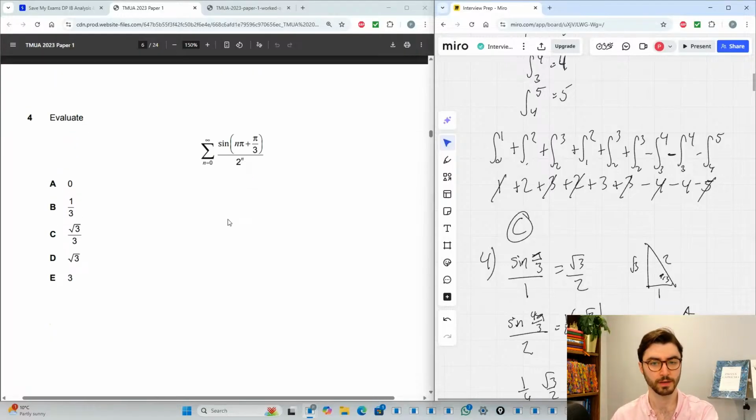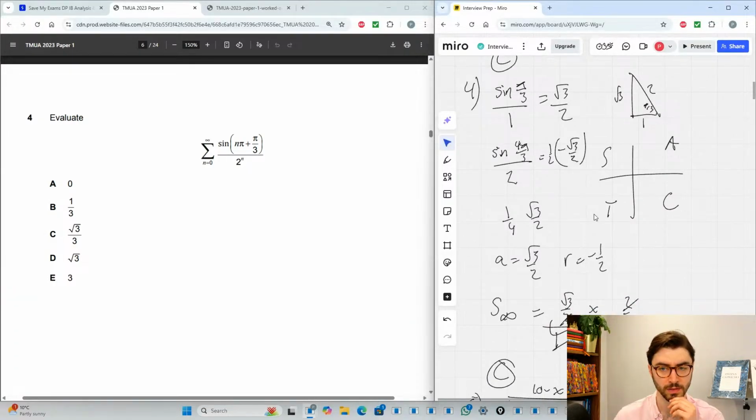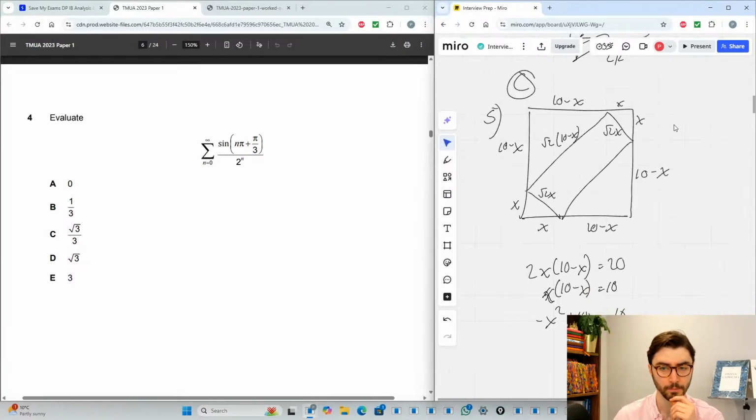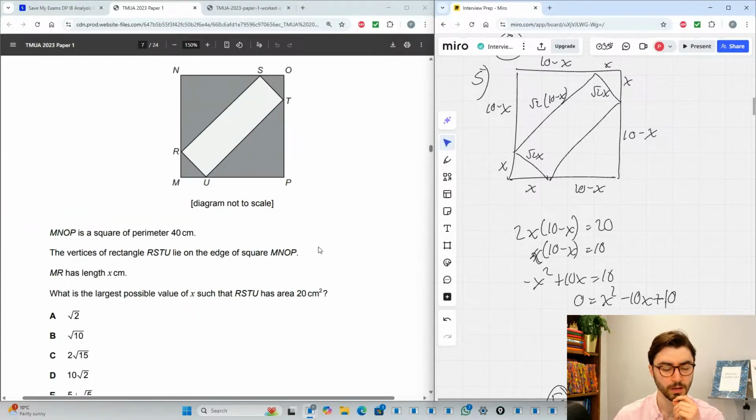6.5 minutes left. So this one, I liked the method as well. So when I add 2 pi, it just becomes pi over 3 again. So I think a equals root 3 over 2, r is minus a half. I like that. This one I liked as well.